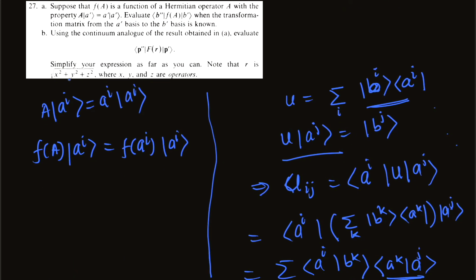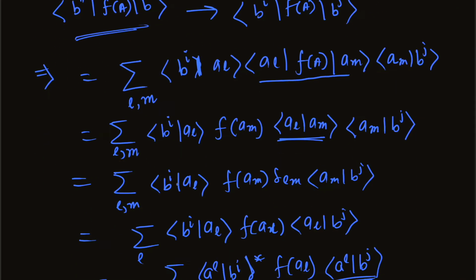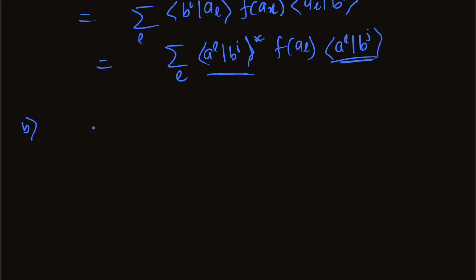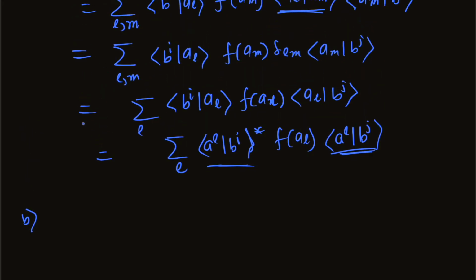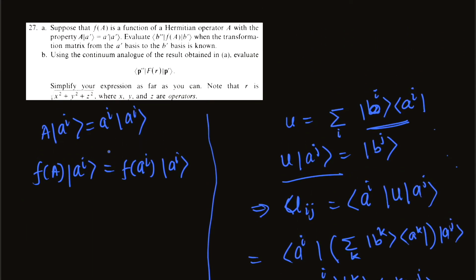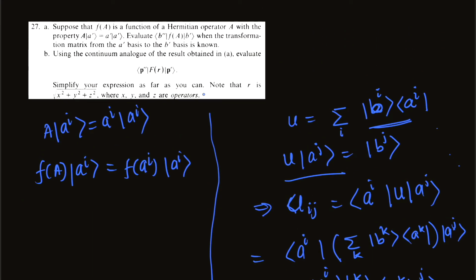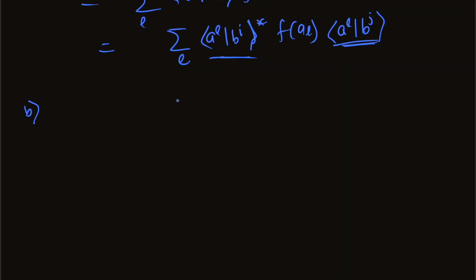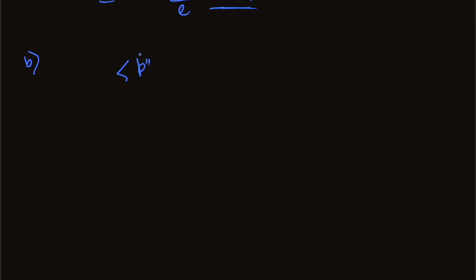Now let us see question number B of 27. Here it is asked, using the continuum analog of the result obtained in A, evaluate ⟨p''|F(R)|p'⟩. It is an interesting problem, so let us check it. So F(R), where R is the vector, where x squared plus y squared plus z squared is the magnitude, and x, y, z are the operators, right? So we have to calculate ⟨p''|F(R)|p'⟩ with vectors.